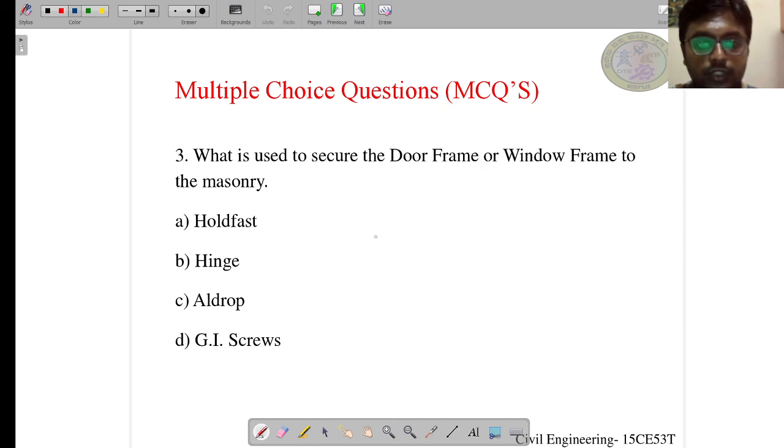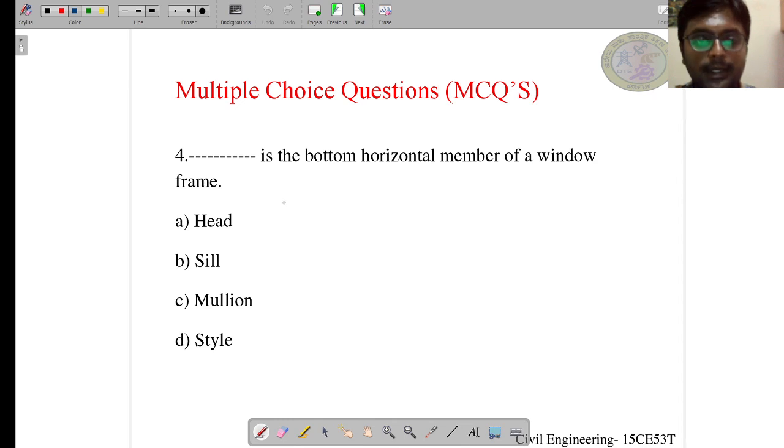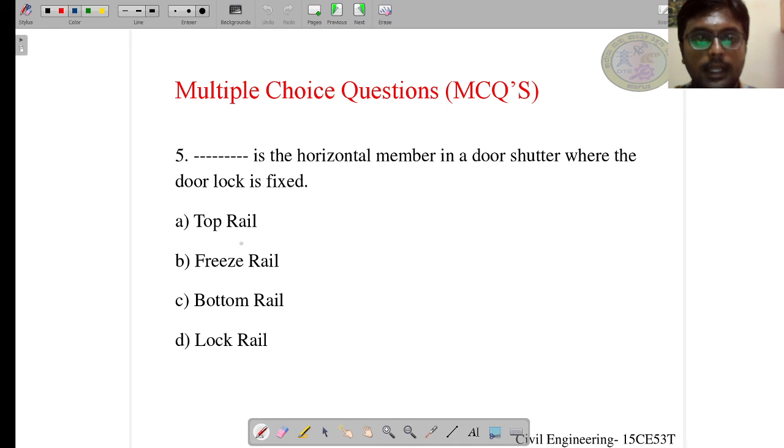Next, what is used to secure the door frame or window frame to the masonry? We have options: hold fast, hinge, L drop, GI screws. As you have guessed correctly, the answer is hold fast. Next question is, dash is the bottom horizontal member of a window frame. The bottom horizontal member of the window frame is sill. Dash is the horizontal member in a door shutter where the door lock is fixed. It is the lock rail.